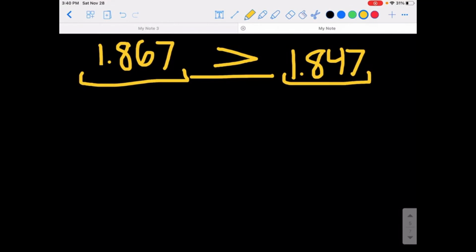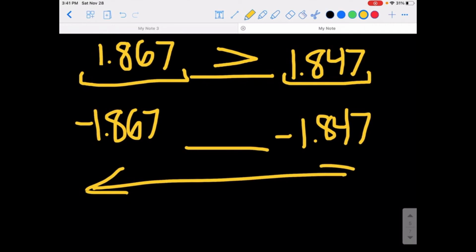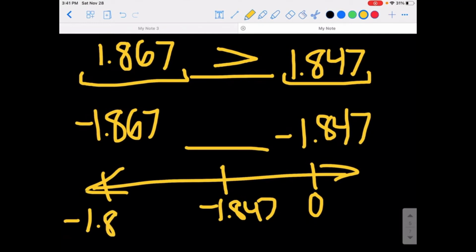And let's do negative. Same number, but this time with a negative sign. So what number is, so let's think about a number. Let's have a visual example here. This is 0. Right over here, I guess, we can have negative 1.847. And right over here, we can have negative 1.867.